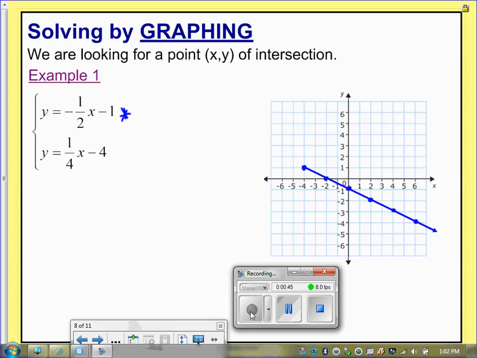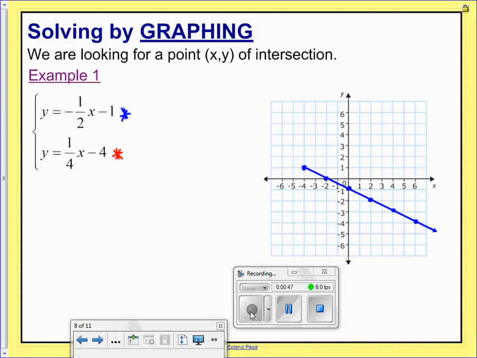The next equation, my y-intercept is negative 4, and my slope is a positive 1/4, up 1 to the right 4. Or I can go down 1 to the left 4. And again, I'm going to draw a line through those points.